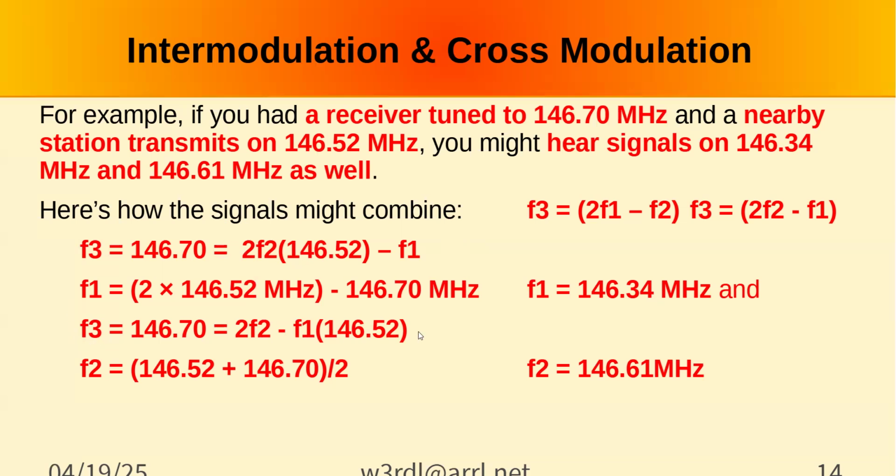In this case, I'm trying to find what the other one might be, where I still know that the frequency I'm tuned to is 146.7. So I do the 2F2 minus F1. When I know F1, I don't know F2. So when I solve for that, then F2 turns out to be the sum of those two divided by 2. And that's where I get the 146.61.